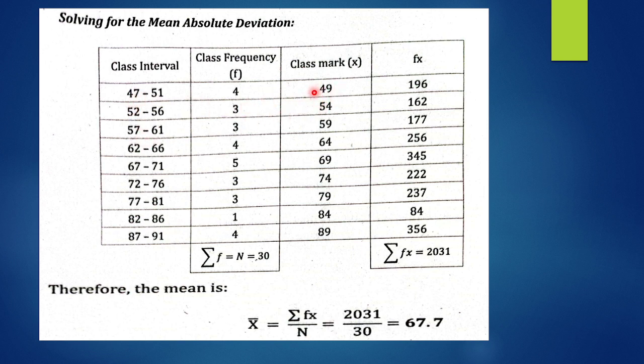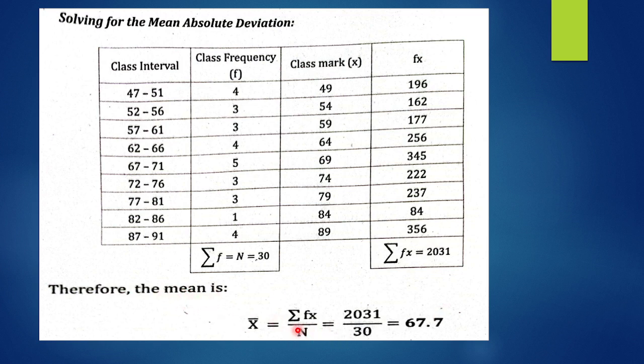Now, same with the others, the class mark is the middle of each interval. Then for the f of x, you just simply multiply the frequency by the class mark. 4 times 49, 196, and so on and so forth. Now, the summation of the frequency is 30. The summation of f of x is 2031. So therefore, the mean is summation of f of x over n, 2031 over 30. That's 67.7.